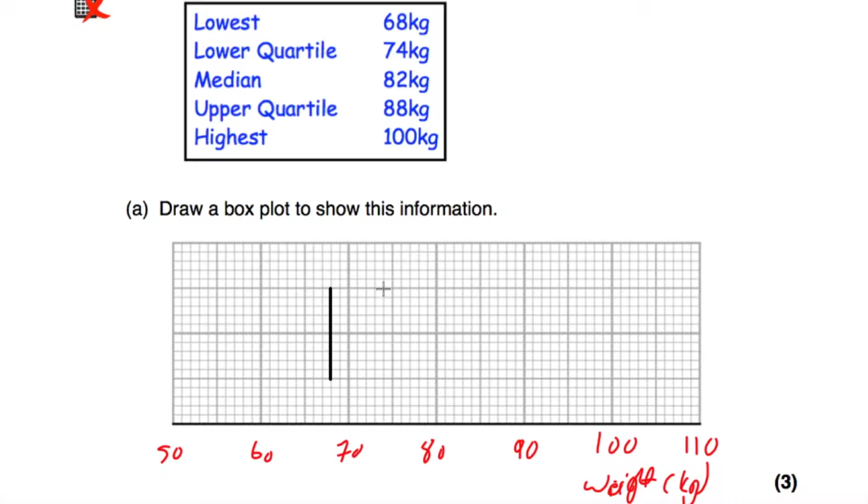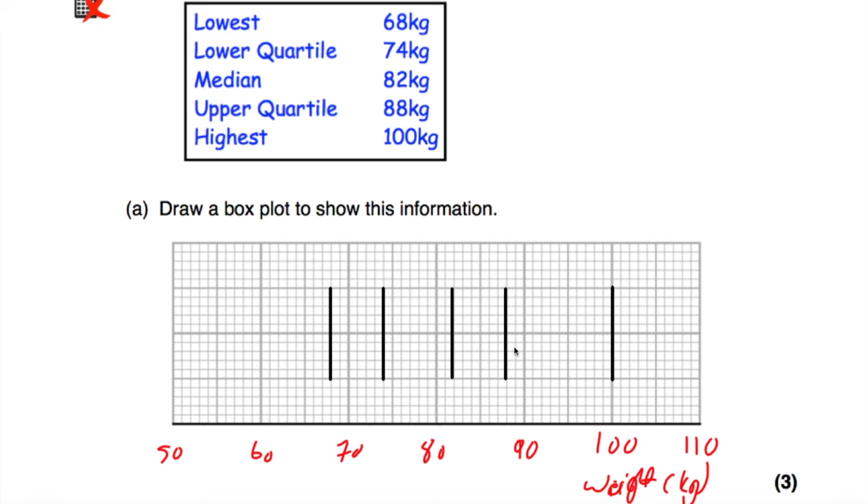74 kilograms would be there. 82 kilograms would be here, and 88 kilograms would be there. And then in terms of the heaviest one, the highest weight, that's equal to 100 kilograms. So that's there. Actually, I'm just going to move that slightly to the right. I think that's before 100. So let's have a look here. We've got, let's just check them all, 68. We've then got 74. We've got 82, 88, and 100.